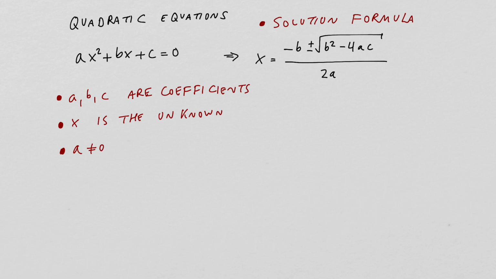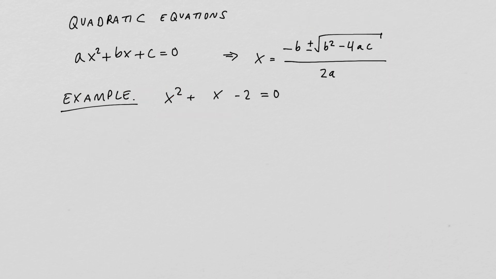Let's see an example. Let's solve this second degree equation, quadratic equation. At first we need to find the coefficients a, b and c. In this equation we can add these number ones here to see that a is equal to 1, b is equal to 1, and from the last term we see that c is minus 2.